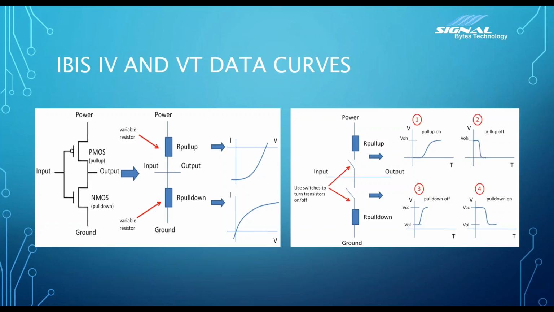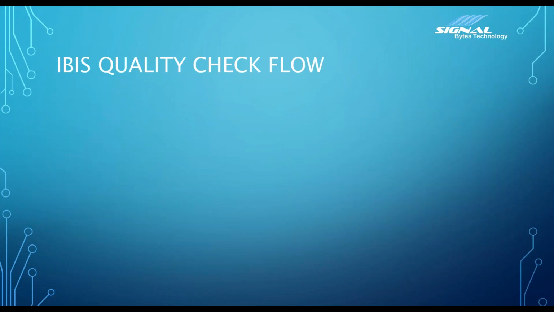When I look at the IV and the VT curves, and we'll spend a whole lot of time on this because we're going to look at some models, one way to look at it is that your IV curves are set up as sort of variable resistors. This sets the drive strength of your driver driving high and low. And then the VT data is used as a switch, to decide, by the simulator, when to turn your NMOS on and your PMOS off and vice versa. So this is a rough overview of how it's all put together. Hopefully you are familiar with all of this.